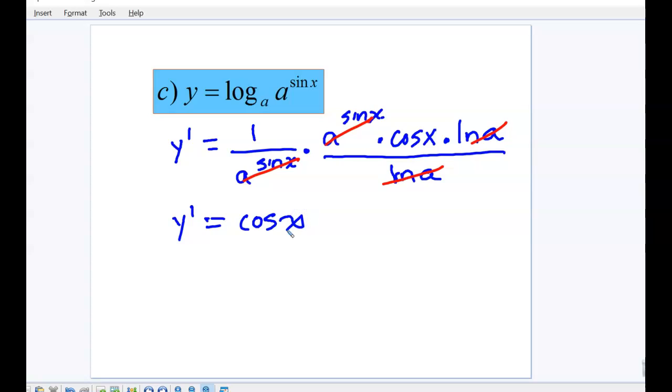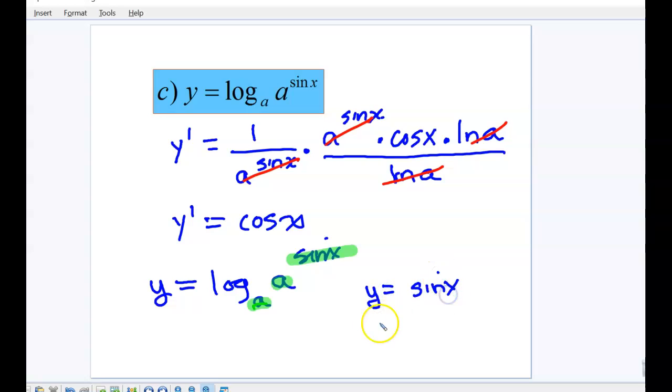Now, there is a shortcut. If you remember from evaluating logarithms in pre-calc 30, if I have log base a of a to the sine x, if this base is the same as this base, this whole expression just equals the exponent. So I could go right away and say this is really just y equals sine x, and then the derivative of sine x is cos x, which is the same answer.